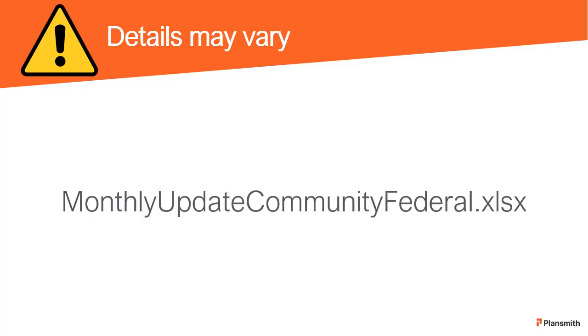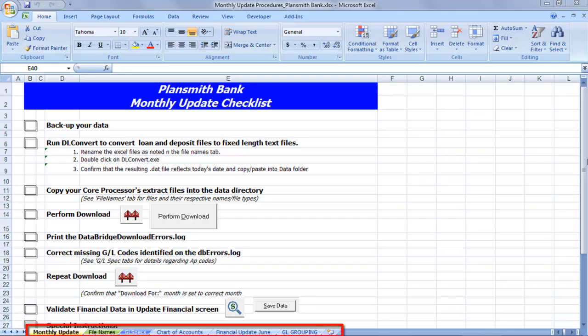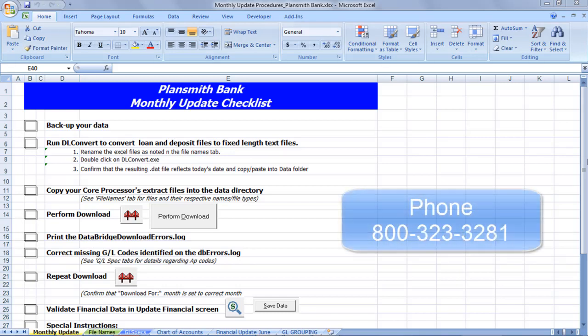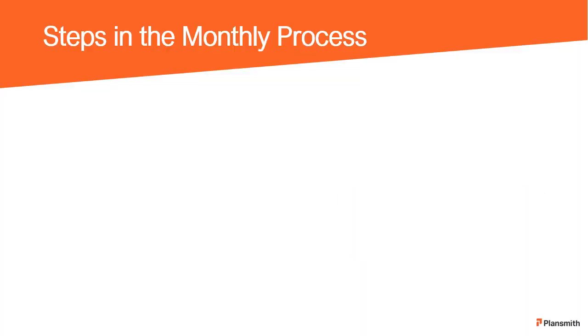An Excel workbook called Monthly Update, followed by your institution's name .xlsx, was provided to your bank when Budget Compass was delivered. This workbook has multiple tabs that cover specific details for your institution. The Monthly Update tab has a detailed checklist for performing your download. If you can't find this workbook, give PlanSmith support a call. All right, we're ready to walk through the process.